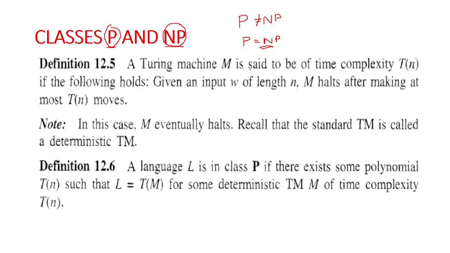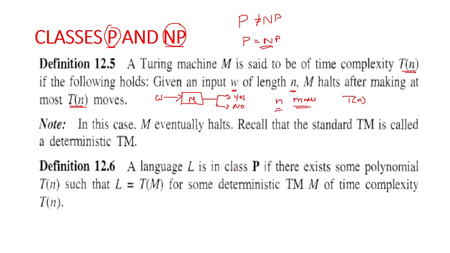A Turing machine M is said to be of time complexity T(n) if the following condition holds: given an input w of length n, M halts after making at most T(n) moves. So if I give some input w of length n to the Turing machine M, it halts, either saying yes or no, after making at most T(n) moves, and then the Turing machine is said to be of time complexity T(n). What do we mean by a Turing machine halting? When the Turing machine halts, it either accepts the string or rejects the string by making a maximum of T(n) moves.